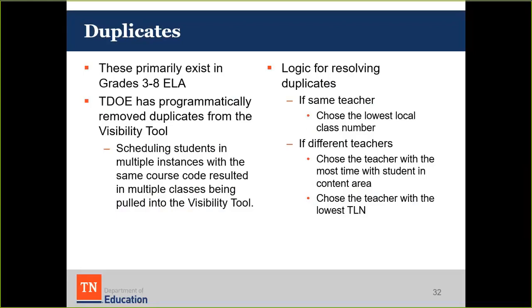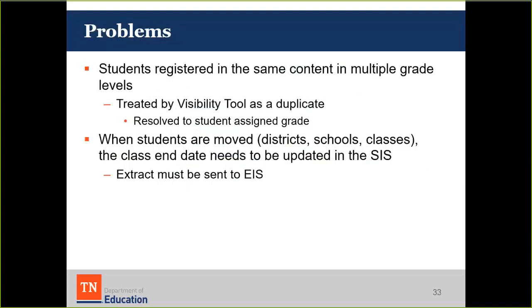So here's the logic that IT used for resolving those disputes. If it was the same teacher, they chose the lowest local class number. If it was different teachers, they chose the teacher with the most time with the student in the content area. If there was an equal amount of time between different teachers, then they chose the teacher with the lowest numbered teacher license number. So there are also other problems that have come up.